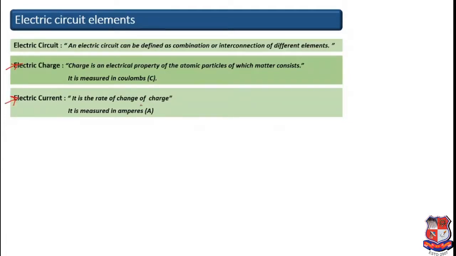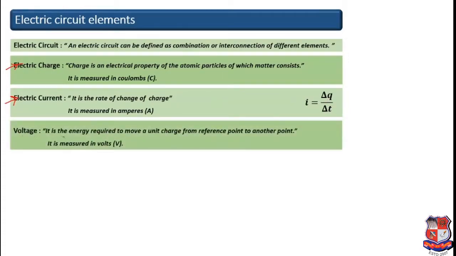Current is the rate of change of charge. So you can understand it as the derivative of charge with respect to time, which is electric current. It is measured in amperes. So I equals delta Q by delta T. Next, voltage. Voltage is the energy required to move a unit charge from a reference point to another point. It is measured in volts. So it can be said as the energy that is consumed to bring a unit charge from a reference point to another point.